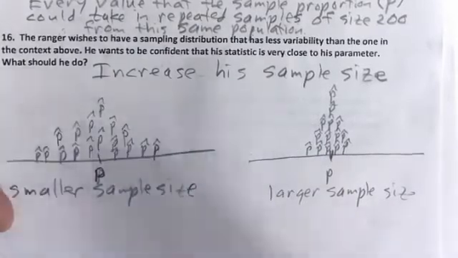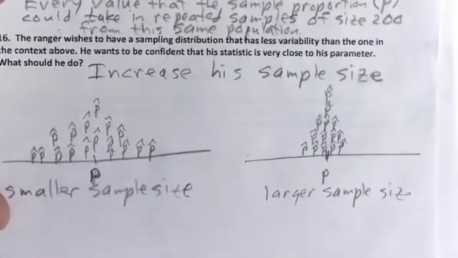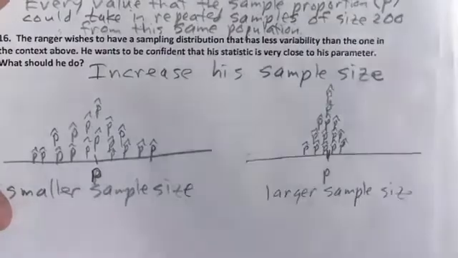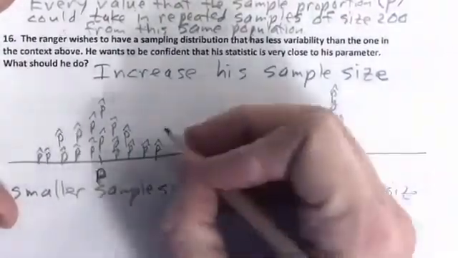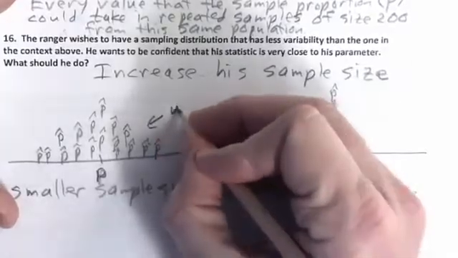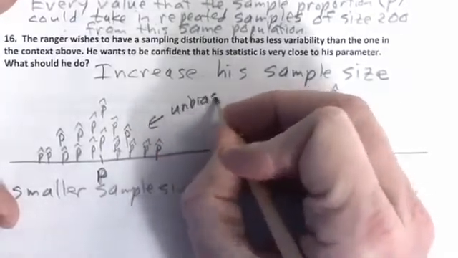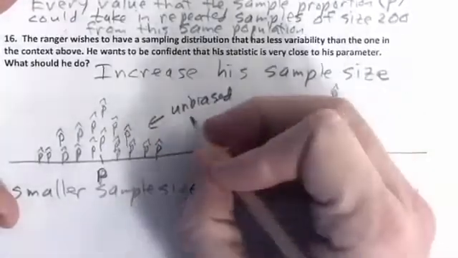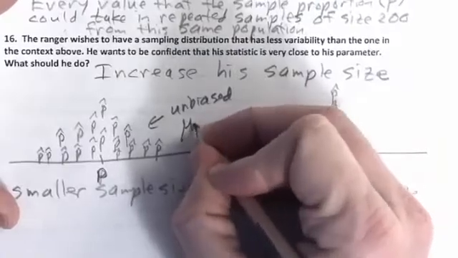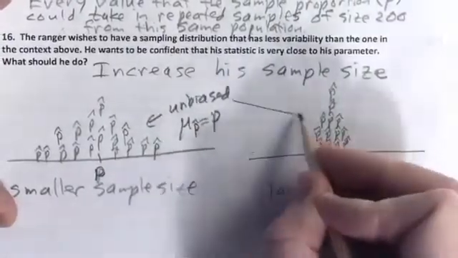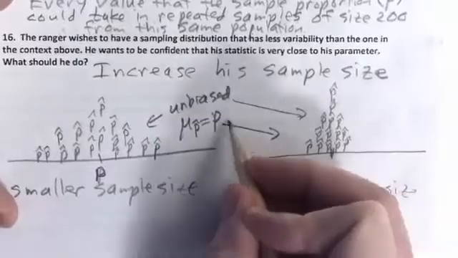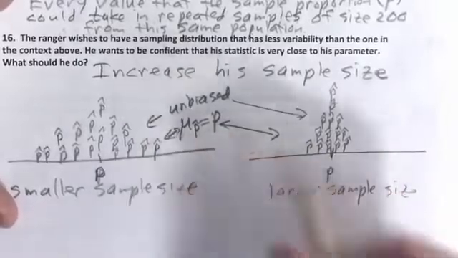We'll talk specifically about how big we need our sample size to be later in the chapter and also in future chapters. Notice there's no bias here. Okay, this is an unbiased situation, because the mean of our p hats is in fact equal to p. Same thing here. The mean of the p hats appears to be equal to p.